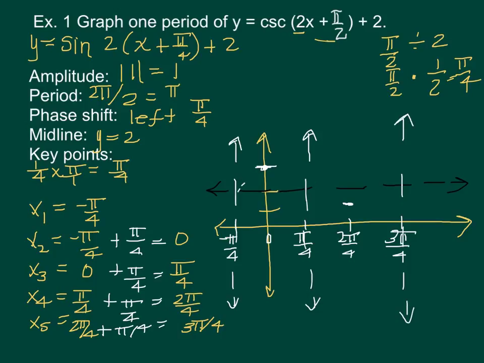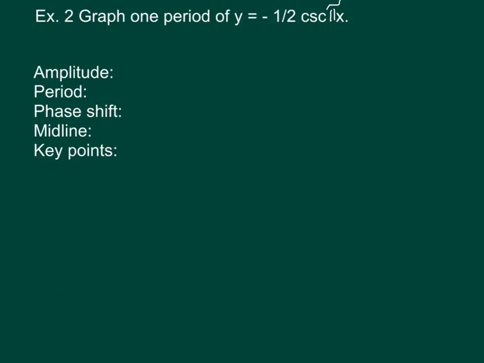So remember, sine would go like this, or curve in this direction. But cosecant, remember, is the reciprocal. So it's going to have a relative minimum and a relative maximum. Now in this example, let's see what happens when A is negative with the cosecant graph. So remember, we're going to use the sine curve.